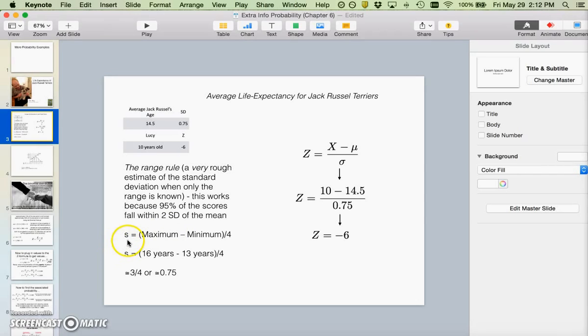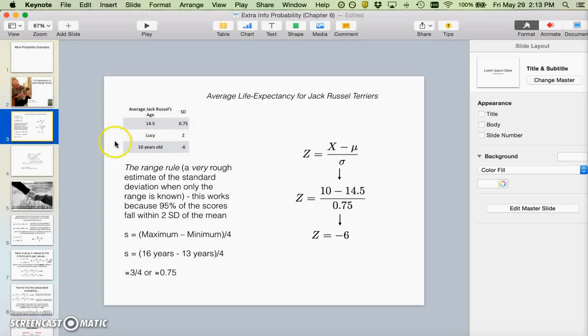So in order to calculate this, and I'm not going to ask you this on the exam, this is just a way for me to try and get an estimate of the standard deviation while we're doing this example. You take the maximum minus the minimum, divide by 4. So in our case, we have a maximum age of 16 years minus 13 years divided by 4, which gives us approximately 0.75 years.